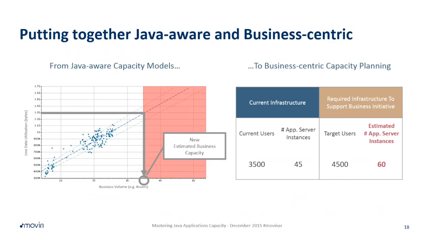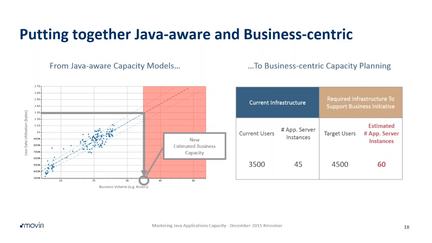So we are now ready to put together all the lessons that we have seen so far. The first chart on the left shows the result of our methodology. We can now predict how much business our Java application can actually support. How can we use this capacity model in a real-life capacity planning scenario?